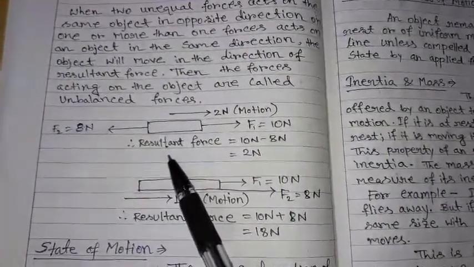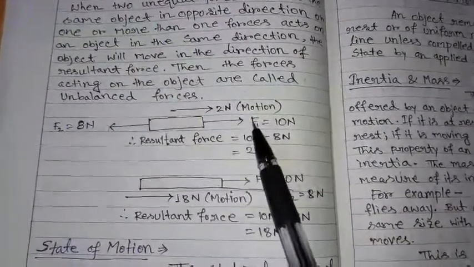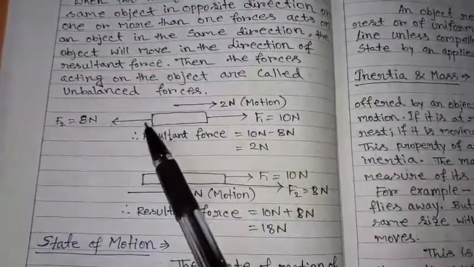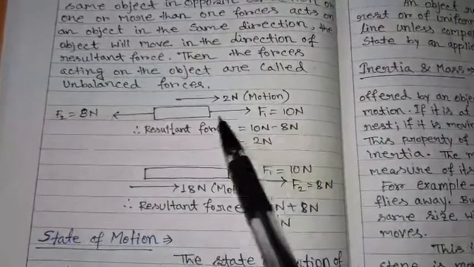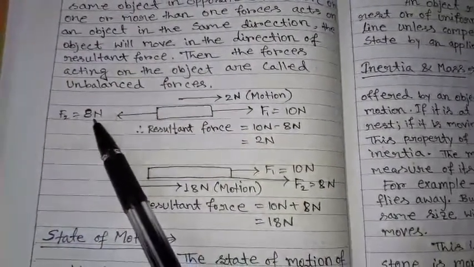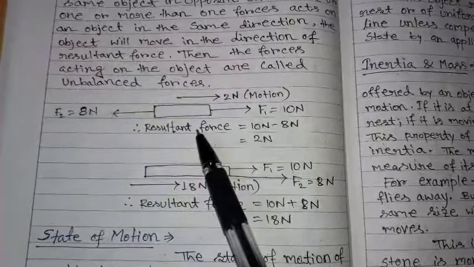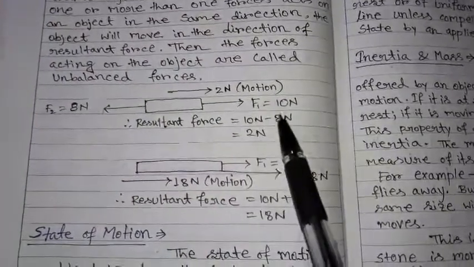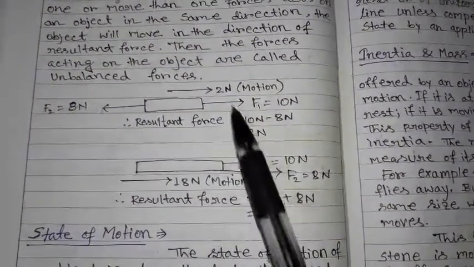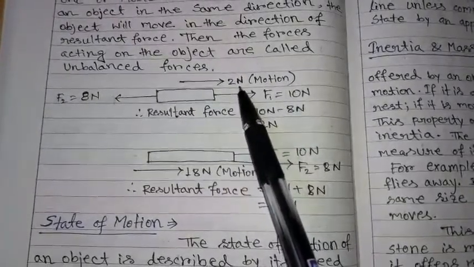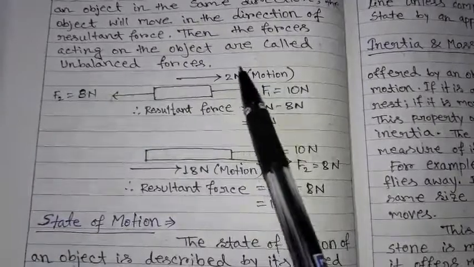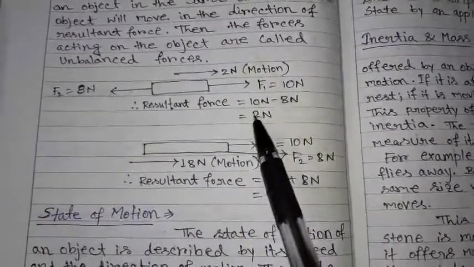In the first picture we see two different forces act in different directions on the same object. F1 equal to 10 Newton, F2 equal to 8 Newton. So the resultant force, that means the total force, will be 10 minus 8 equal to 2 Newton. So the resultant force will be from left to right direction, which is 2 Newton. So the object will be in motion from left to right.